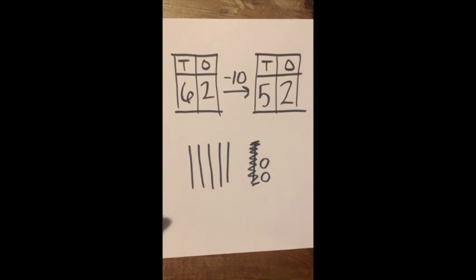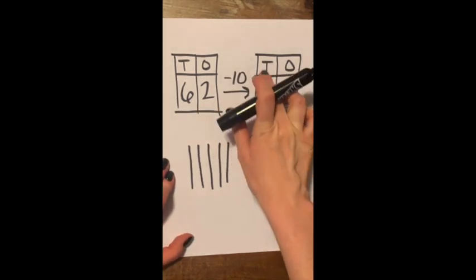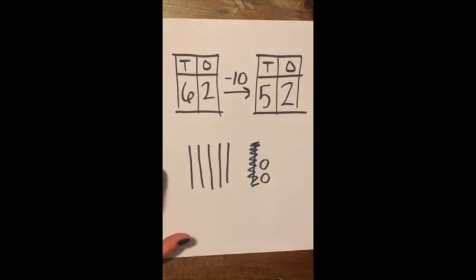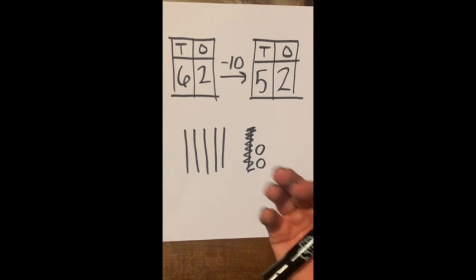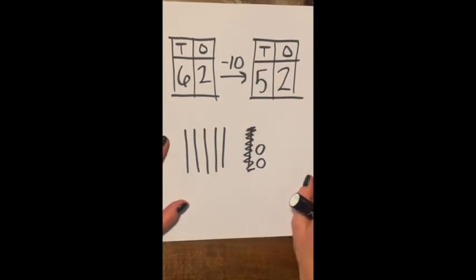So during this problem set, take a look at what we're adding or taking away and think about how that affects the place value that changes. If we're adding or taking away 10, it's going to be the tens place that changes. And if we're adding or taking away 1, it'll be the ones place that changes.